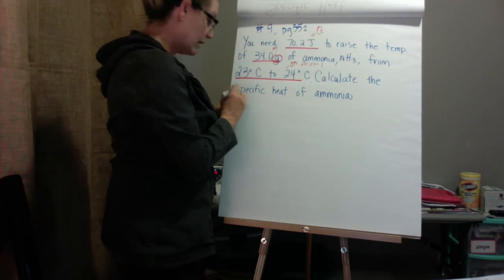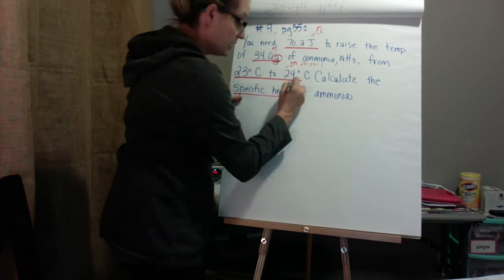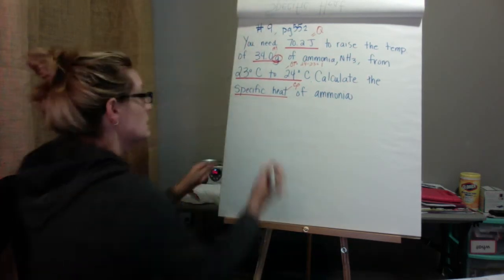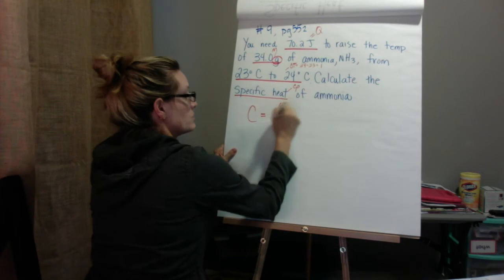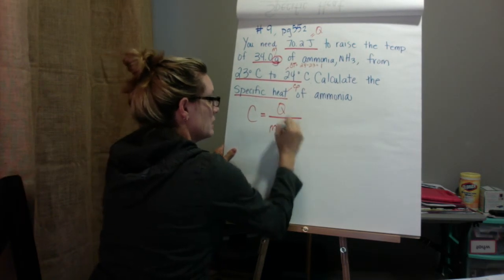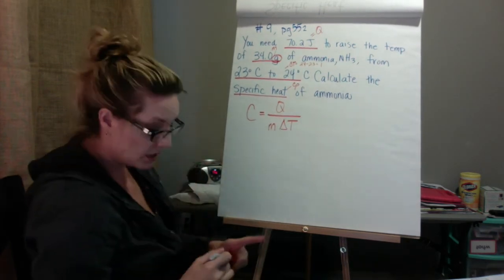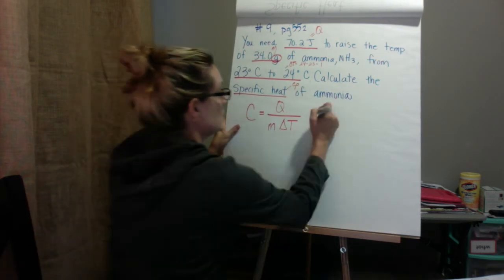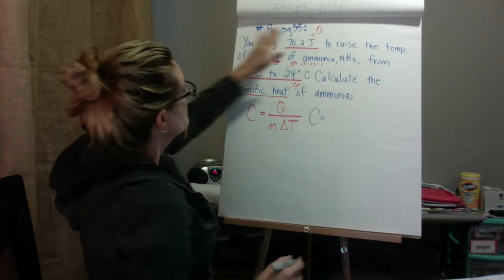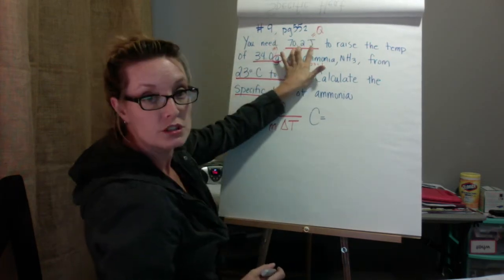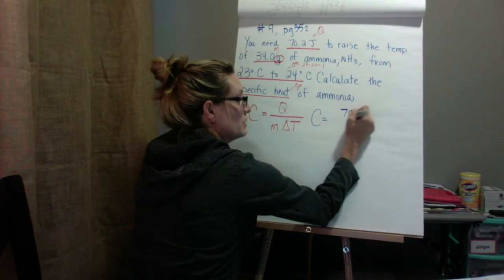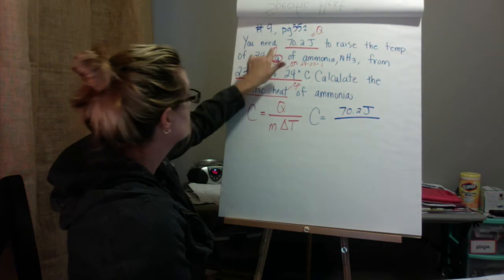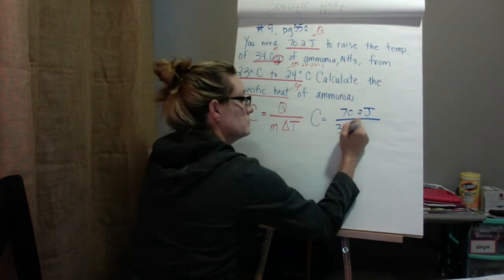And then it's asking you to calculate specific heat. Specific heat is that little Cp, or C. So the formula I'm going to use is C equals Q over M change in T. Straight up, plug and chug. All right, so I'm going to start plugging in my numbers. I'm calculating specific heat. My Q is my joules. That's how I know what the Q is. I'm looking for that unit J for joules. My mass is 34 grams.